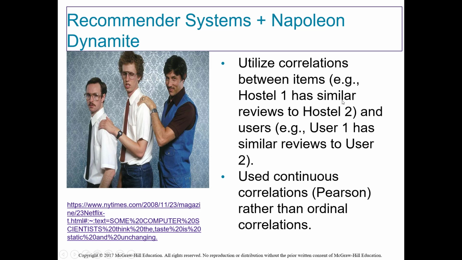And basically, what these recommender systems do, is obviously they're much more complex these days, but they do utilize correlations between items. For example, if Hostel 1 has very similar review patterns to Hostel 2, then if somebody likes Hostel 1, we're going to try and recommend them Hostel 2. And if user 1 has very similar review patterns to user 2, and user 2 has seen a film that they liked, I'm liable to recommend it to user 1. So that's just recommendation systems.